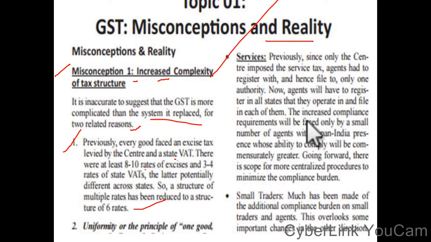The increased compliance requirements will be faced only by a small number of agents with a pan-India presence, whose ability to comply will grow commensurately going forward. There is scope for more centralized procedures to minimize the compliance burden. Much will be made of the additional compliance burden on small traders or agents. This overlooks some important changes.